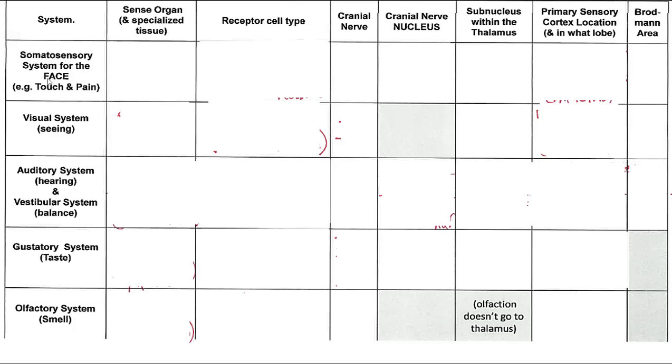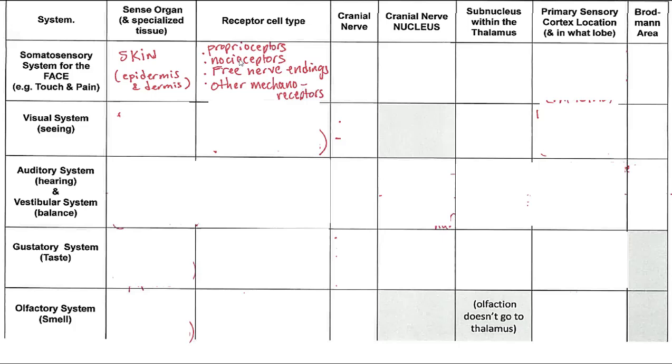So let's talk about somatic sensation for the face. What's the sense organ? It's the skin, right? It's going to be the epidermis and the dermis, and the receptor cells inside the skin. There are many of them. You're learning them in histology. They're proprioceptors, nociceptors, free nerve endings. There's lots of other mechanoreceptors.